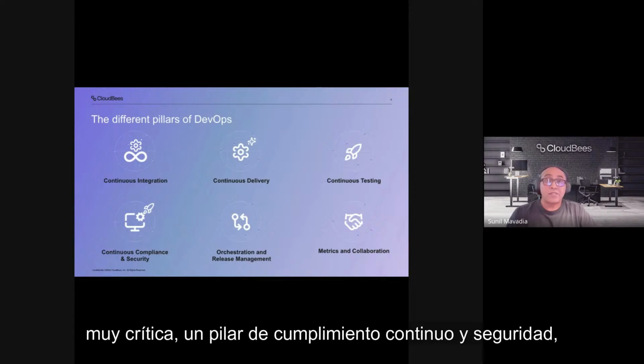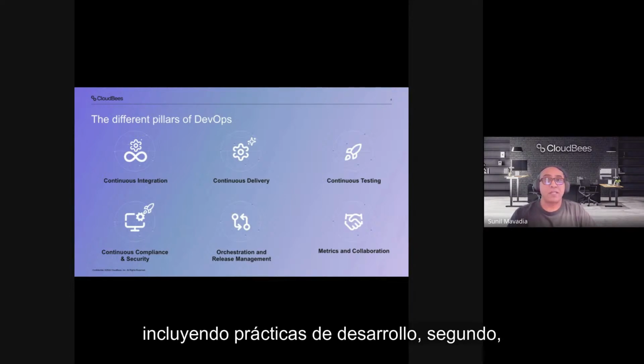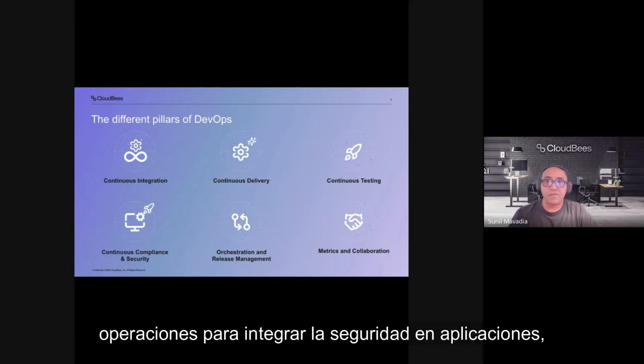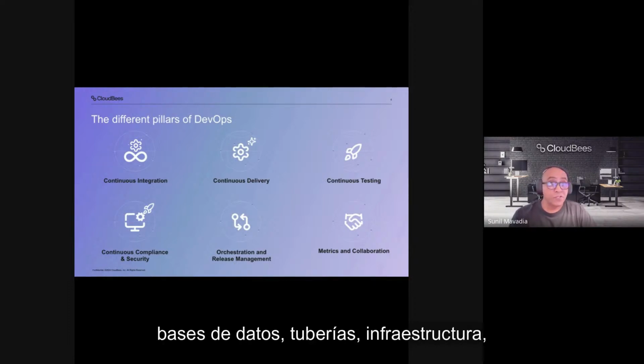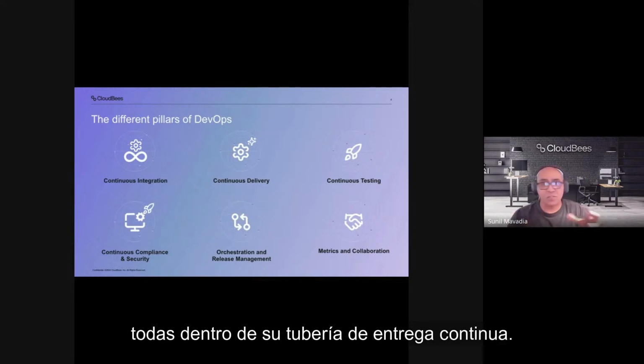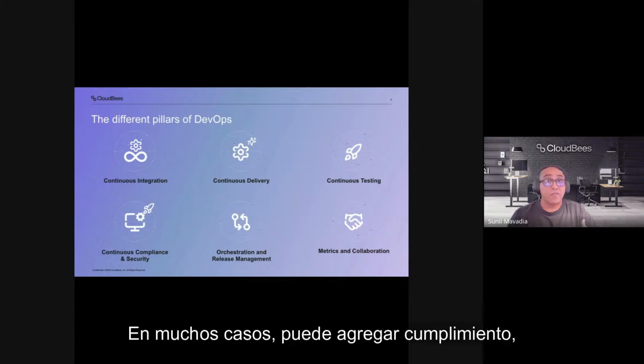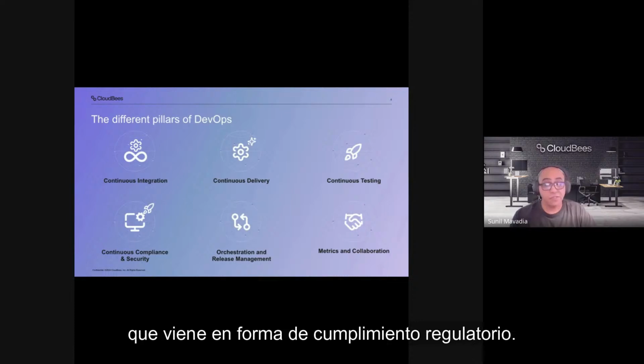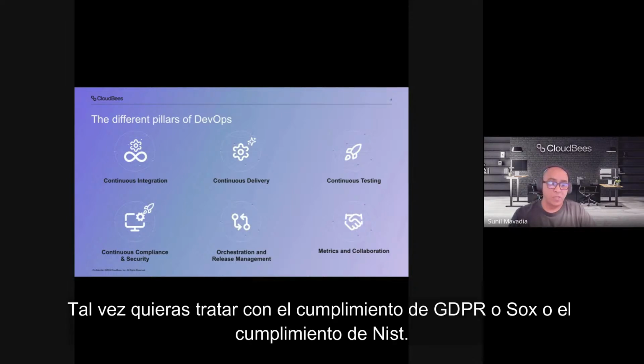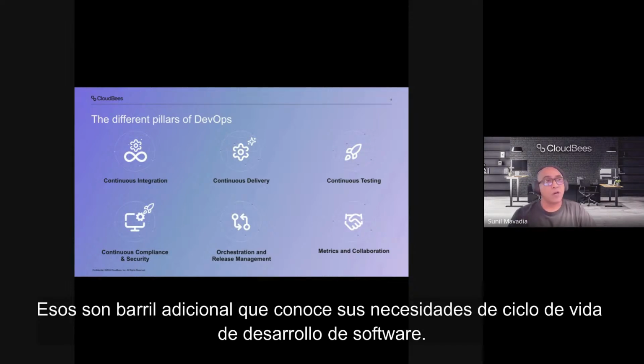The continuous compliance and security pillar includes DevSecOps practices for integrating security into applications, databases, pipelines, infrastructure, all within the scope of your continuous delivery pipeline. In a lot of cases, you might add compliance, which comes in the form of regulatory compliance. Maybe you want to deal with GDPR or SOX compliance or NIST compliance. Those are additional guardrails that your software development lifecycle needs.